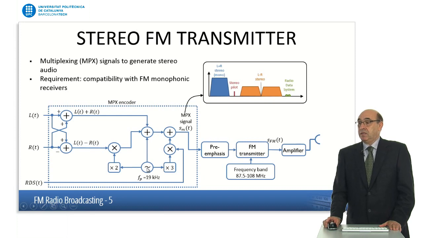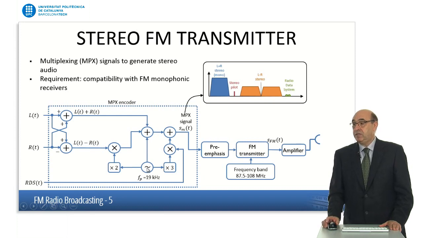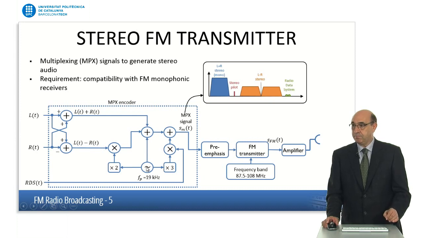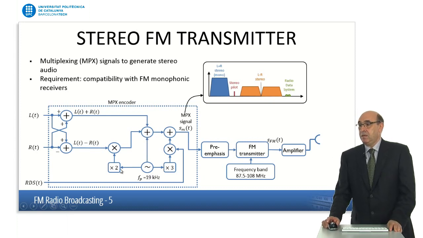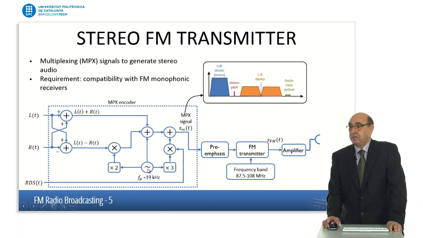We have a local oscillator here, tuned at 19 kilohertz to produce the pilot signal. And here, this is just a circuit that adds different things. The first thing we do is double and triple this frequency. So we have here the pilot, we double, we are here, we triple, we are here. So those are the two.